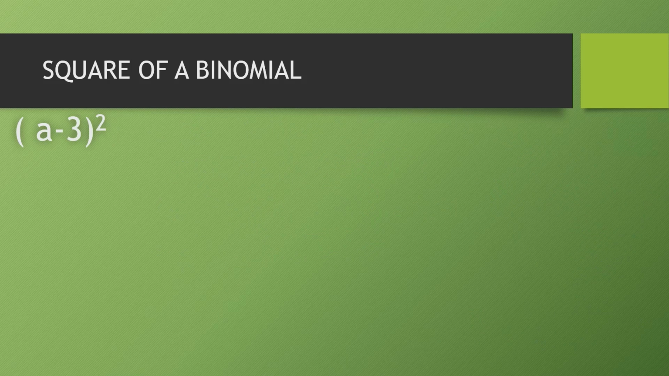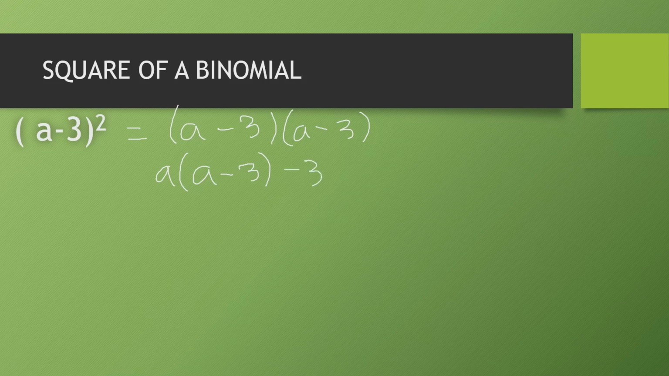Next, we have the square of a minus 3. Again, we have a minus 3 multiplied by a minus 3. A times a minus 3, plus negative 3 multiplied by a minus 3.